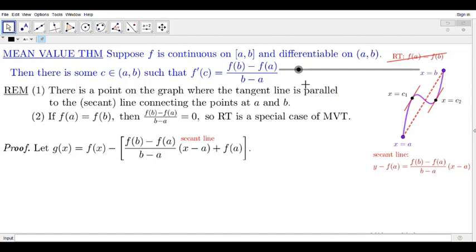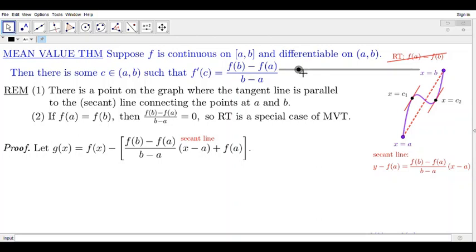g of x is equal to f of x minus this particular expression, which, if I point out that it's the y representing the secant line, now doesn't seem like something pulled out of thin air. Alright, and why the function g has to be defined this way is going to be justified by the proof. Just like the proof of Rolle's theorem, sit back, relax, and enjoy, and come along for the ride.